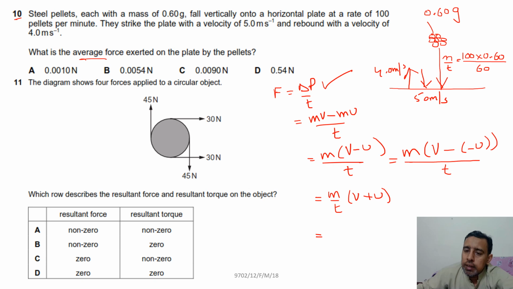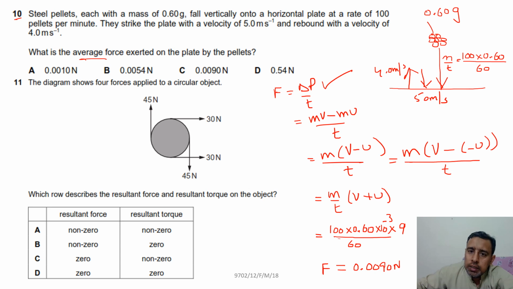M over t is given, that is 100 into 0.60, but this is in grams, so we convert into kilograms, 10 to the power minus 3. The time is 60, and the velocity is 5 and 4, which is 9. By substituting all these values, you find that the answer is 0.0090 Newton. That's why option C is the correct one.